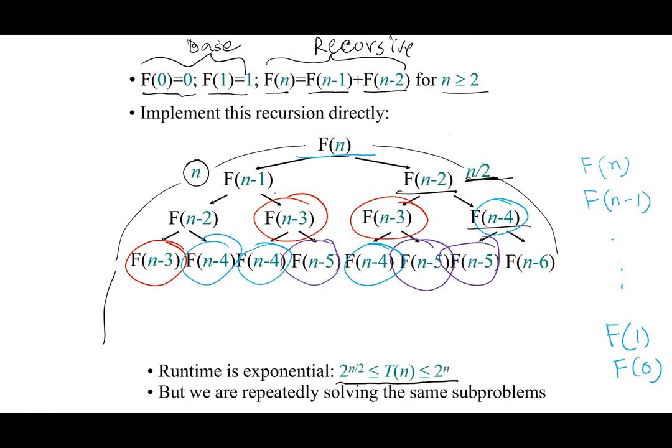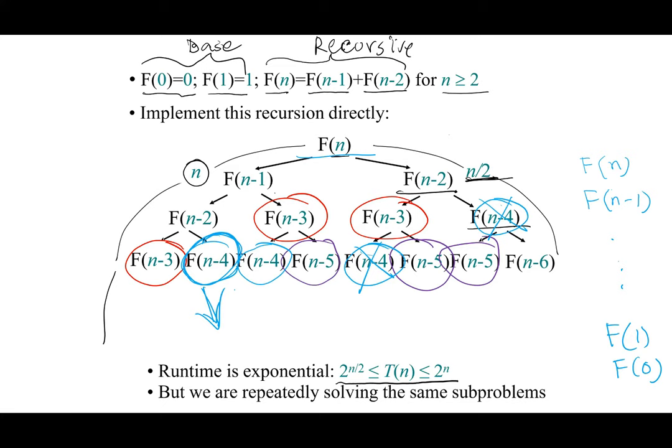Say I solve it here, okay? Next time when I reach here, I won't solve it. I will just use the result from here. Or when I reach here, I won't solve it again. I will just use the result from here. Okay? Can we do that? That technique is called dynamic programming. In the next section, we'll talk about dynamic programming.